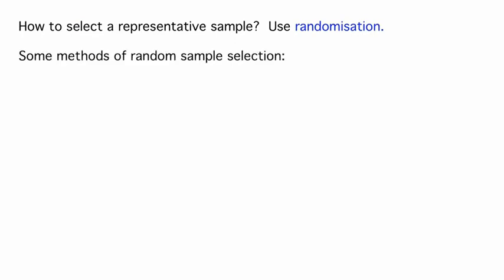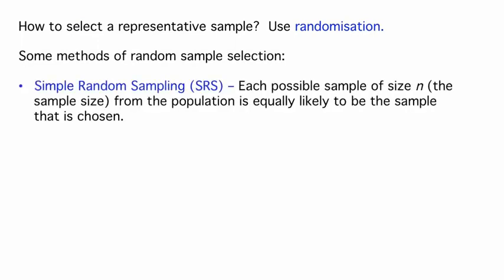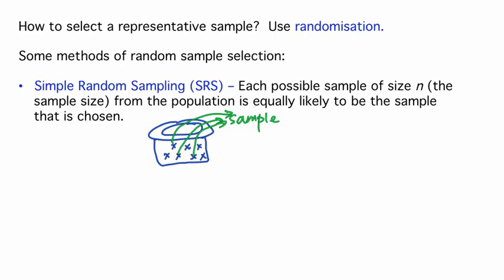There are multiple methods of collecting a random sample. The simplest is a simple random sample. In a simple random sample, each possible sample of size n from the population is equally likely to be the sample that is chosen. You can think of selecting a simple random sample as putting all members of the population into a hat, mixing them well, and randomly and blindly picking the sample from the hat.